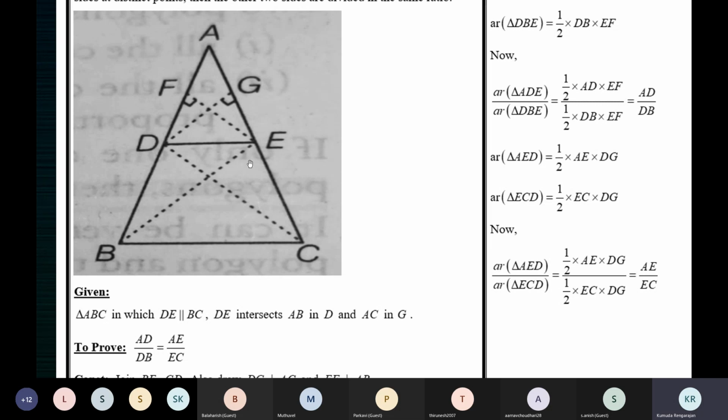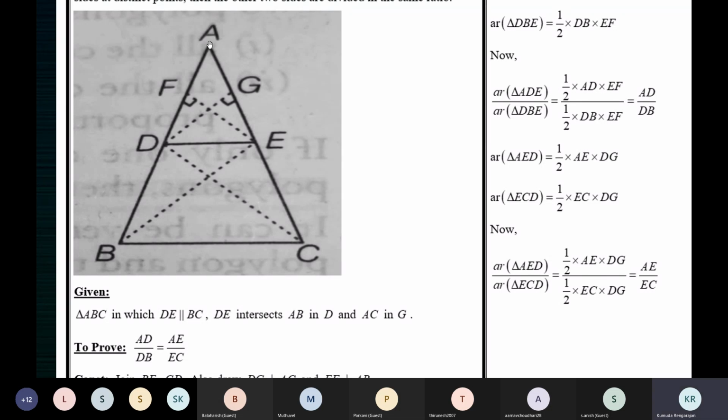Okay. So to prove this result, we need to take up some construction. Join BE, join CD. That's one thing. Draw EF perpendicular to AB. AB is a line segment. From this vertex E, you can draw only one line segment that's perpendicular to AB. You cannot draw many lines. This is an altitude basically. EF is an altitude on AB.